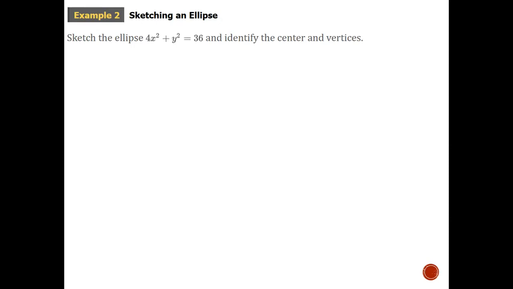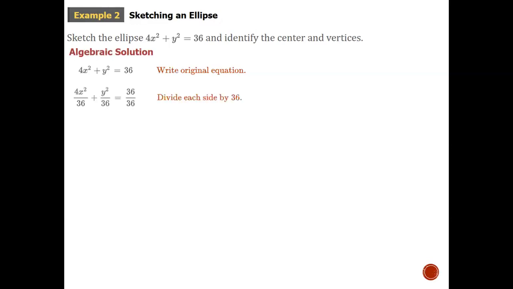Since I want this equation to be equal to 1, I'm going to divide both sides by that 36. Solving this equation algebraically, the first thing I'm going to do is divide by 36 on both sides. When I do this, you see that I end up with the standard form of an ellipse, which is x squared over a squared plus y squared over b squared is equal to 1. Yes.